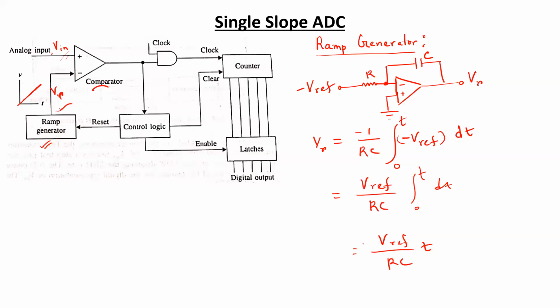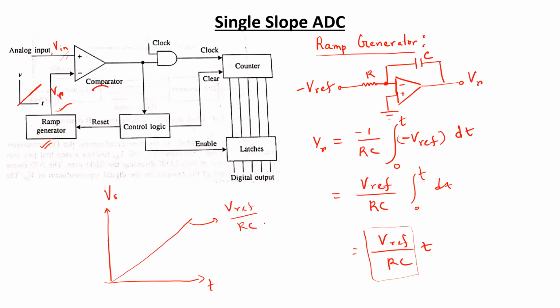So this is nothing but an equation of a straight line, and this is going to be the slope of that particular straight line. So if we have time along the x-axis and we plot the voltage VR along the y-axis, then with the increase in time duration, we are supposed to have a straight line with the slope V reference by RC. So this is the signal that is actually getting compared with the input analog voltage.